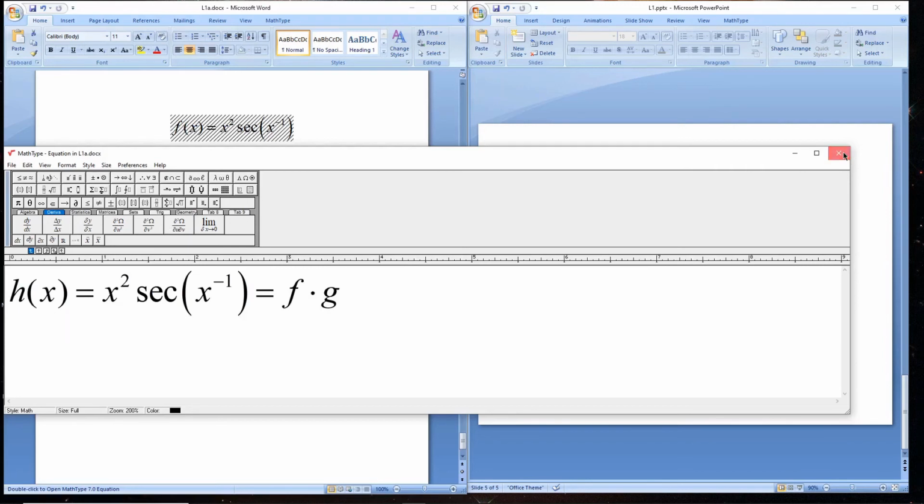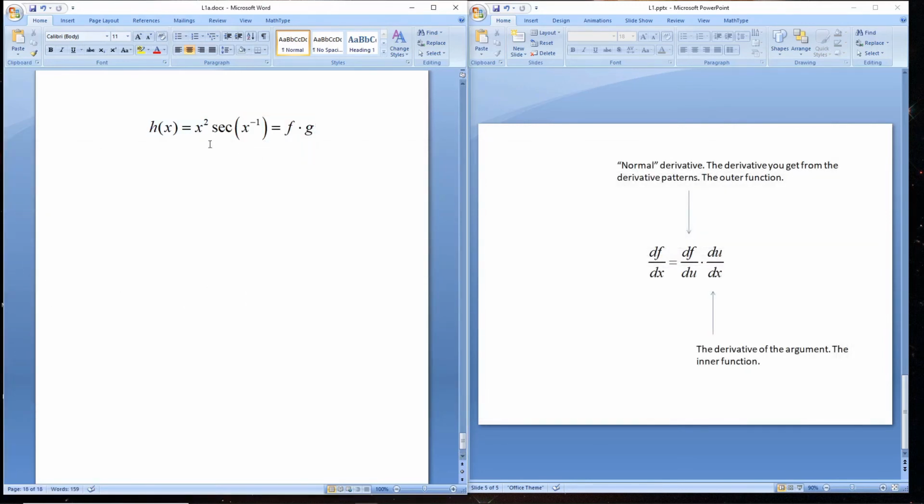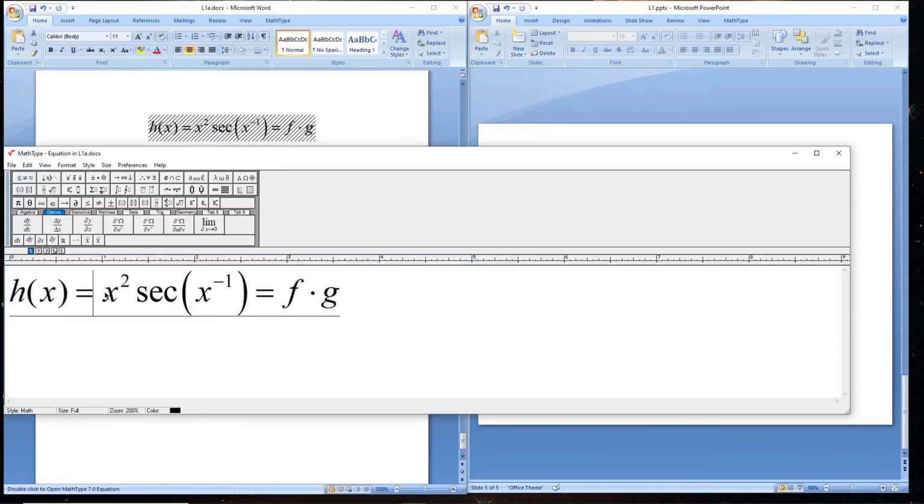Now, what else should you recognize here? Well, look at x squared. X squared is not a composite function. The argument is just x. However, if we look at the secant function, the secant function is a composite, and its inner function is x to the minus 1. So what does that mean? That means there's no chain rule on x squared, but there is a chain rule on secant, because secant has an inner function on it.